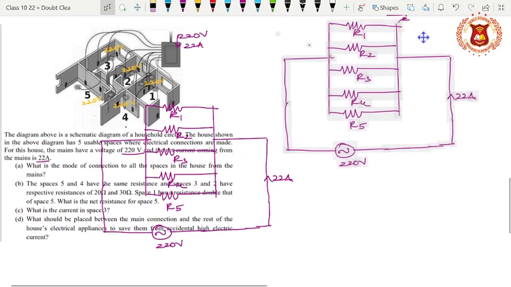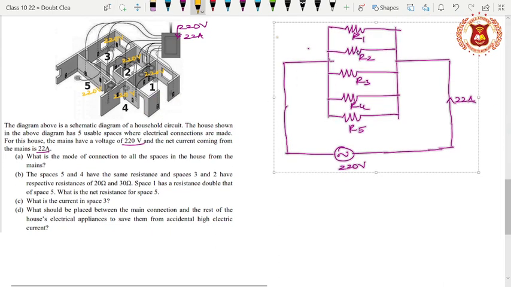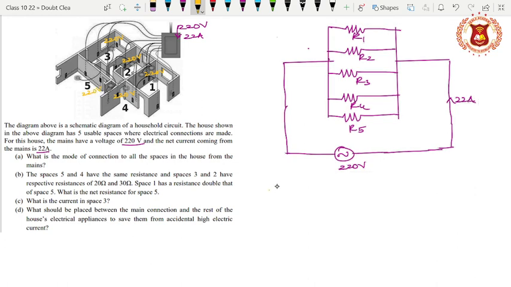Now, let room 1 have resistance R1, room 2 have resistance R2, room 3 have resistance R3, room 4 have resistance R4, and room 5 have resistance R5. In a household, domestic supply, the connections are usually parallel. We always connect in parallel, right? That's why each room will get 220 volts.